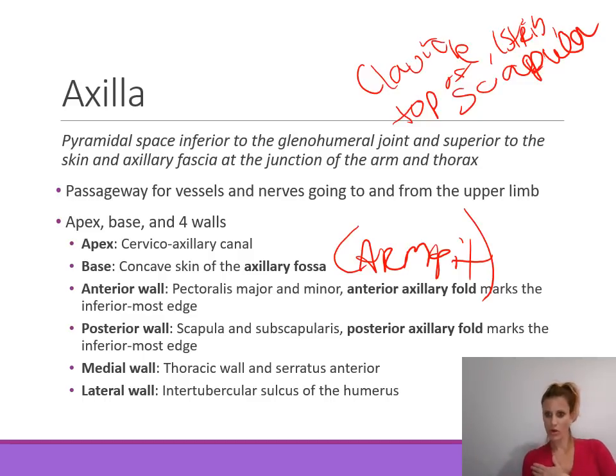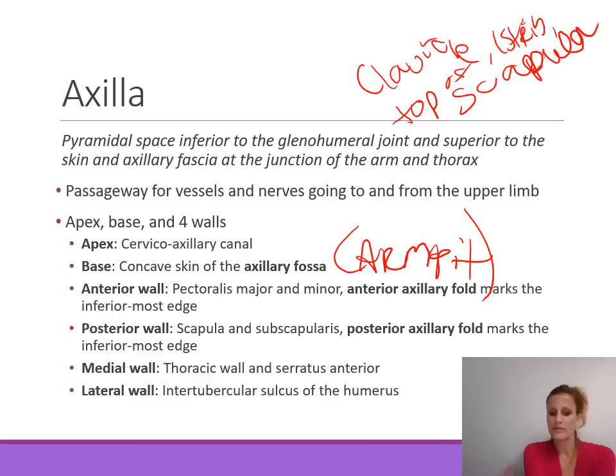The anterior wall or front of the axilla is the pectoralis major and minor. The anterior axillary fold, which is this fold of skin that's in the front of the underarm, marks the inferior most edge of the anterior wall. So the anterior wall is like right here to this fold.